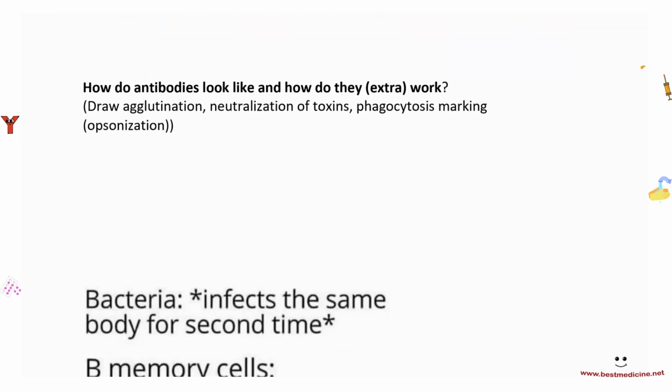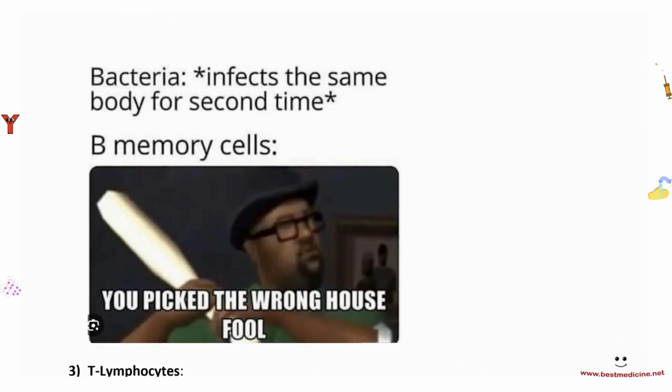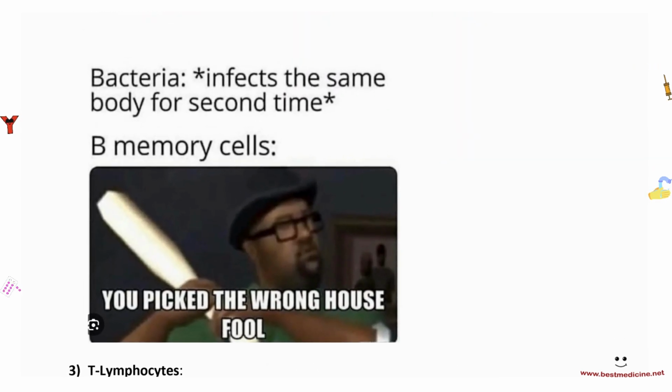So antibodies, remember, look like Y-shaped proteins, and they're able to agglutinate, clump, and neutralize toxins and mark the pathogens for phagocytosis. Here, bacteria infects the same body for the second time and B memory cells.